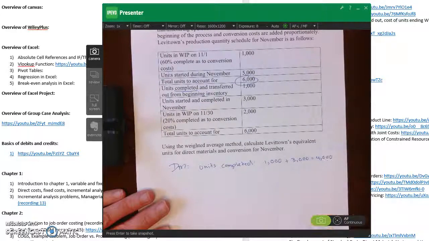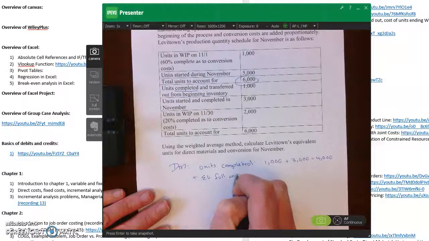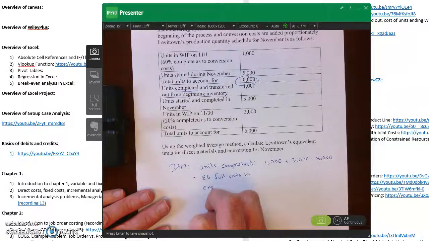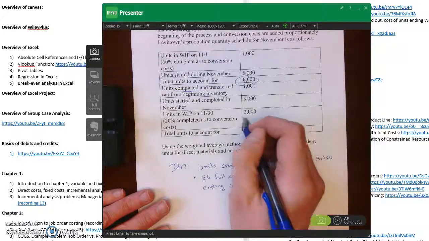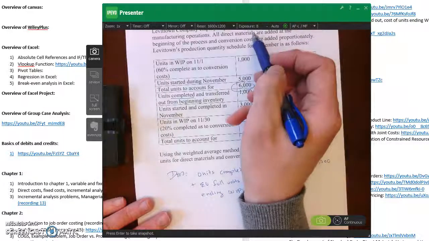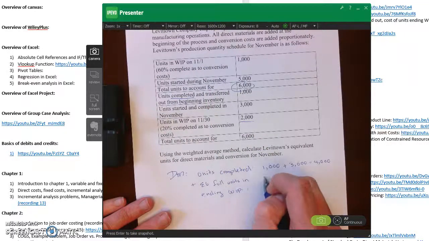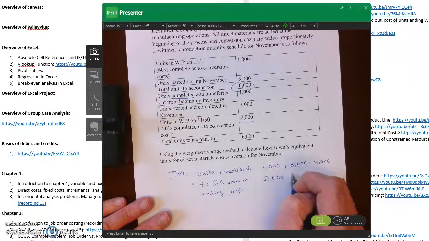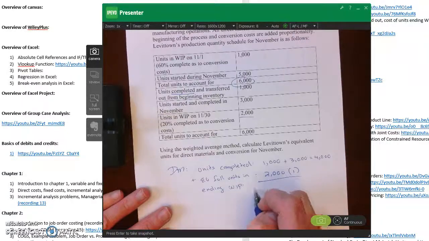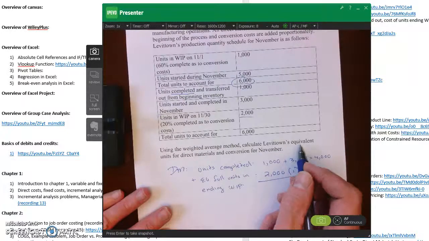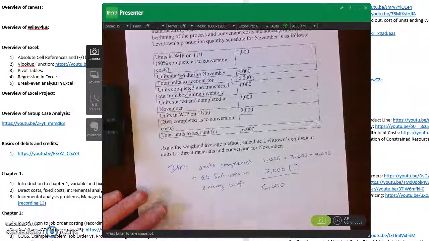4,000 units completed. Okay? Plus equivalent full units in ending WIP. Well, how many units are in ending WIP? There are 2,000 units. And it says here, all materials were added at the beginning of the process. So that means we have the 2,000 units times 1 because they're 100% complete. So that means our equivalent full units of production is 6,000 for materials, the 4,000 plus the 2,000.